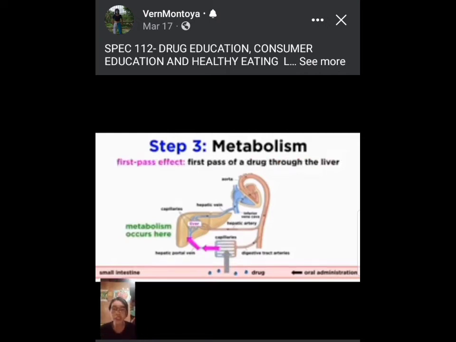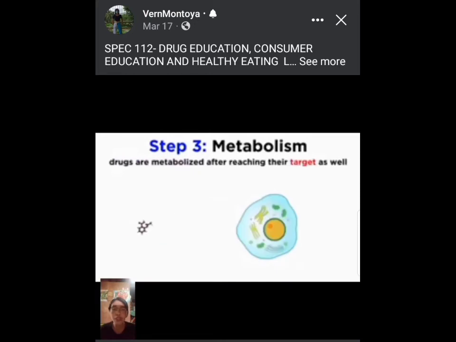This is called the first pass effect, referring to the first pass of a drug through the liver, and this will typically greatly reduce the bioavailability of a drug. In certain cases, metabolism in the liver actually activates a drug, but this is less common, and the first pass effect can inactivate over 90% of a drug and must be taken into account when determining appropriate dosage. Of course, drugs eventually reach their target cells, but even then, after enough time elapses, they will be metabolized.